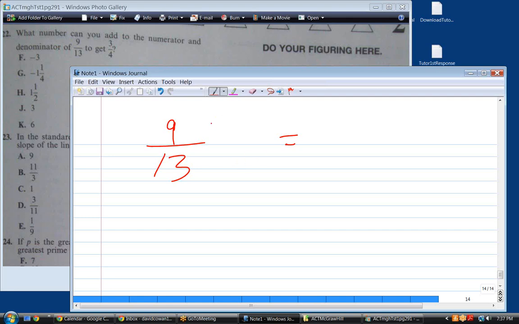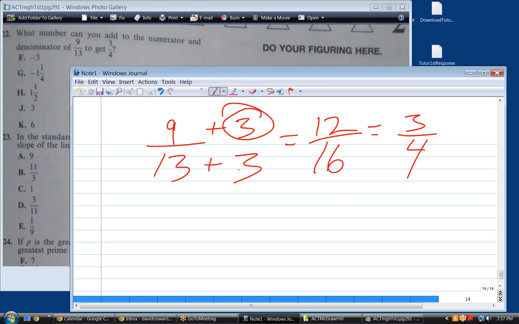Okay, so plus 6, that would be 15 over 19. Is that the same as 3/4? No. Okay. The only other easy number to pick is 3. Right. What's that? 12/16. Which is also 3/4. There's the answer. Gotcha. Okay.